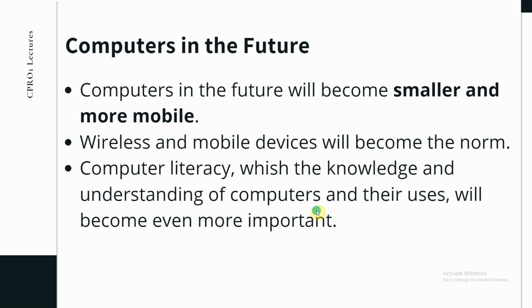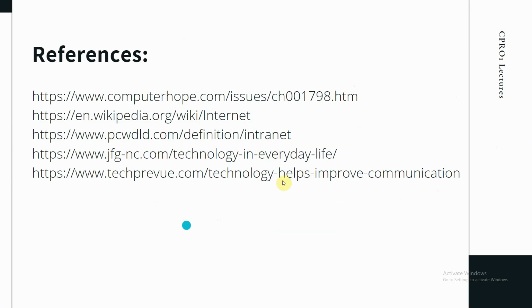As we look to the future of computers, they have become smaller and more mobile. At the same time, while becoming mobile, the speed and features have increased, and wireless mobile devices have become the norm. That is why the importance of computer literacy, understanding them and their uses, will become even more important as we continue to use them in our everyday life. So we have this reference.